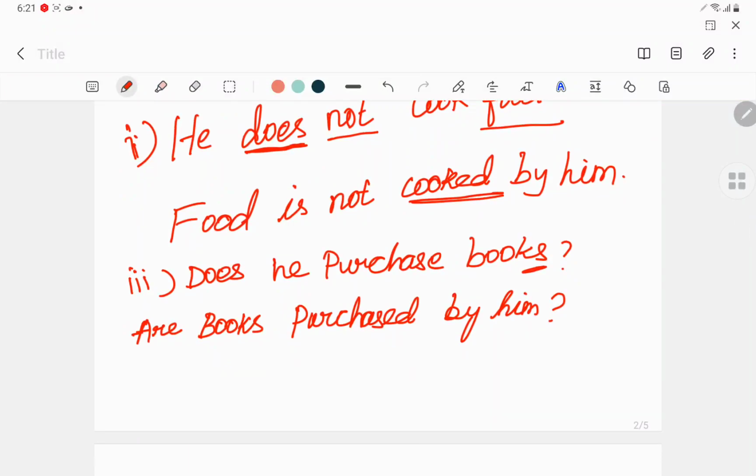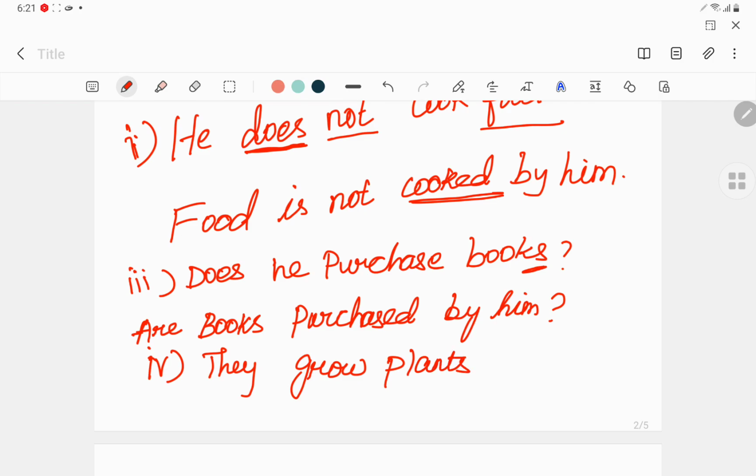அவன் books வாங்கினானா அப்படின்னு கேட்டது active voice, because that is a direct statement. அந்த புக்கெல்லாம் அவனால் வாங்கப்பட்டதா? ஓகே, அந்த புக்கெல்லாம் அவனால் வாங்கப்பட்டதா? So that is passive voice, because that is in the form of passive. Okay, and like that you have a fourth one also. What is that? They grow plants.